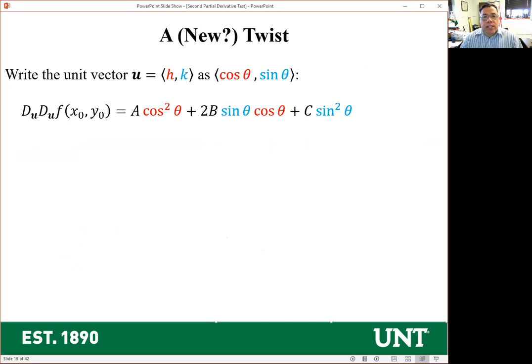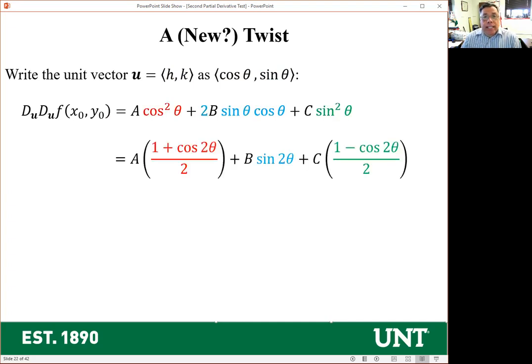A twist that I'd like to offer, and perhaps a new twist, is to instead write the directional derivative using the angle theta. So let's write the unit vector as cosine theta, sine theta, and I have this new expression for the second directional derivative in the direction of u. We now apply trig identities. I'll use the power reduction identities for sine squared theta and cosine squared theta, and I also will use the double angle identity for sine of 2 theta.